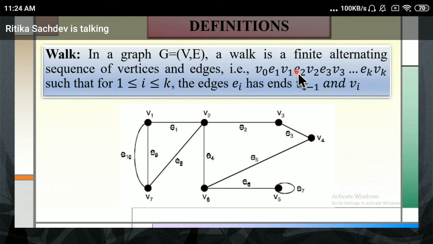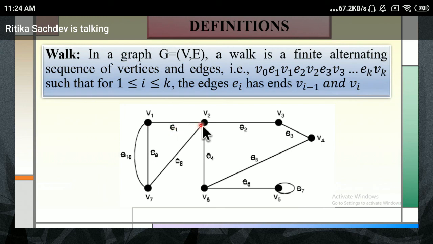But usually how do we give the names? It says when you have to walk, assuming V1, V2, V3, V4 are your cities and V1 connected to V2 is your road. So you have to walk from V1 to V4. How are you going to walk? You can go from V1, E1, V2.